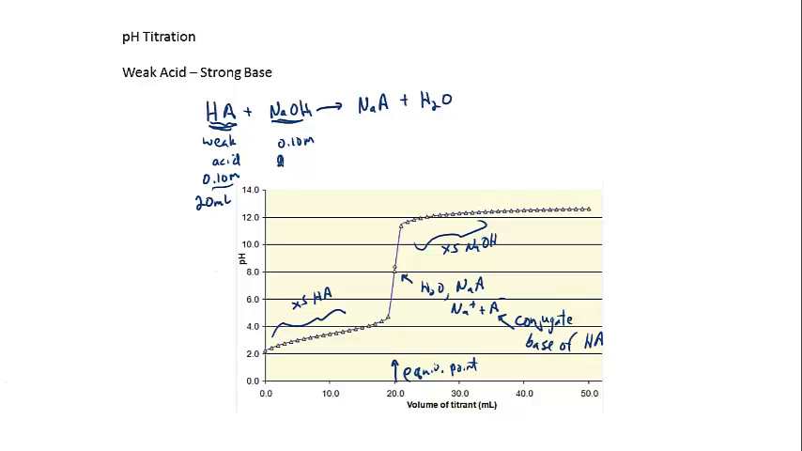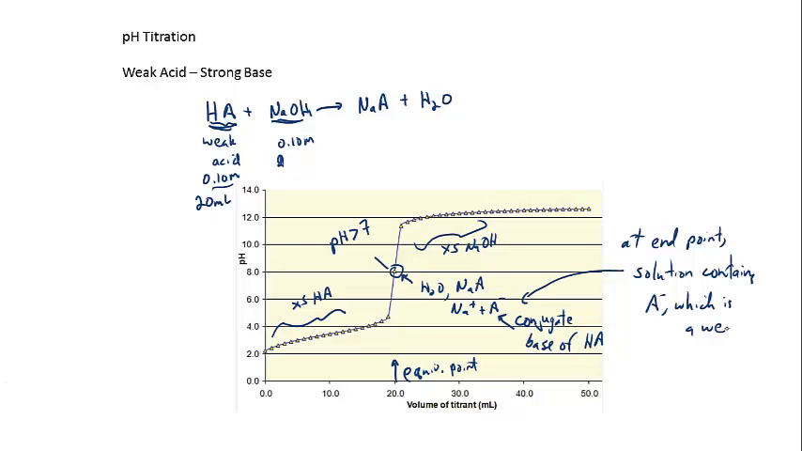Now notice here that at the equivalence point, at the end point, the pH is greater than 7. The reason for that is, at the end point, and I'm using the end point and the equivalence point interchangeably, the solution contains A minus, which is a weak base. So the solution is slightly basic, weakly basic, at the equivalence point.